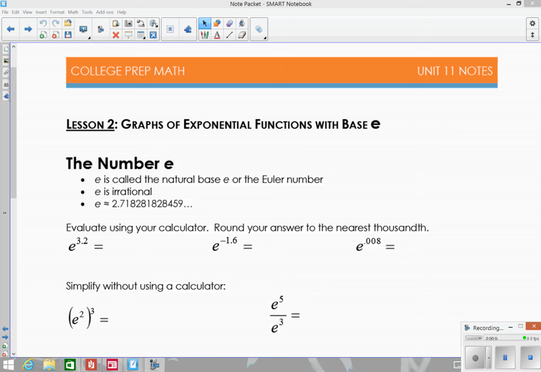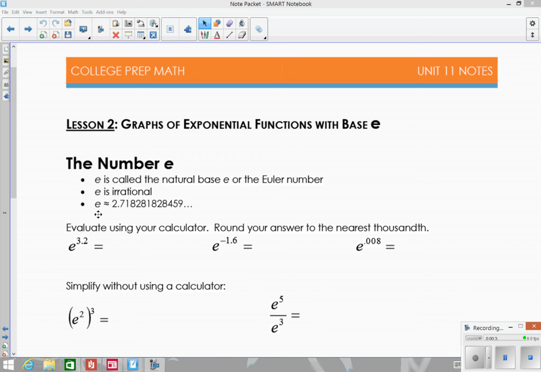In lesson 2, we're going to look at more graphs with exponential functions, but the difference for this lesson is that instead of just any number base, we're going to look at functions that have a base of the number e. The number e is the natural base, or the Euler number. You can think of it as a special number, kind of like pi. It's irrational, and it's approximated to be 2.71828, and so on.